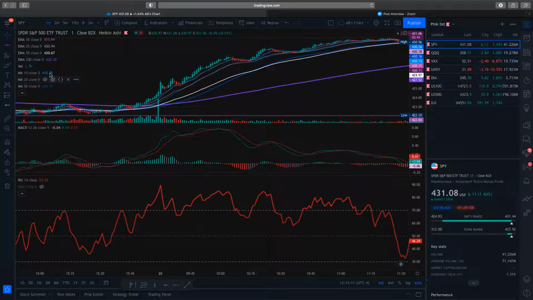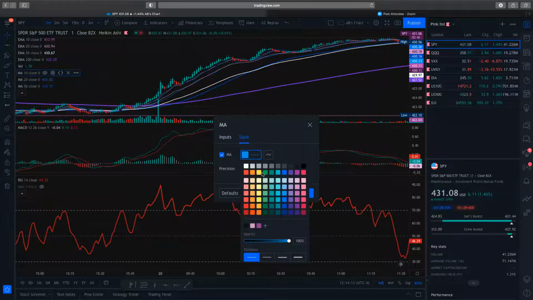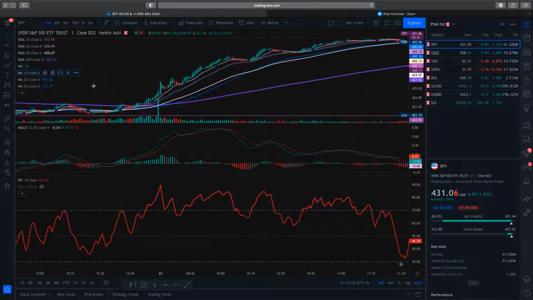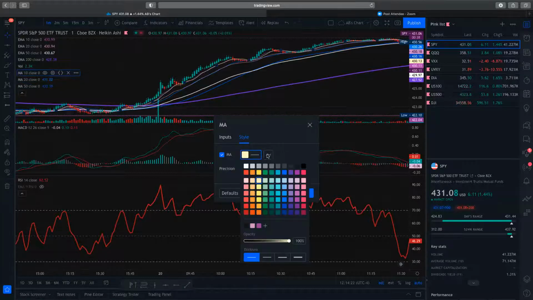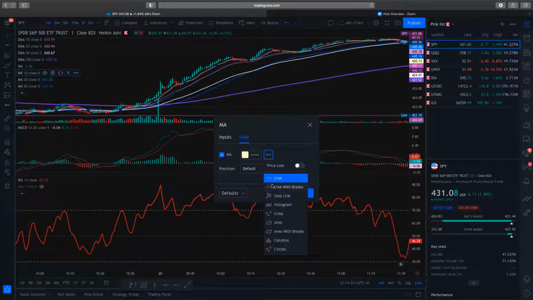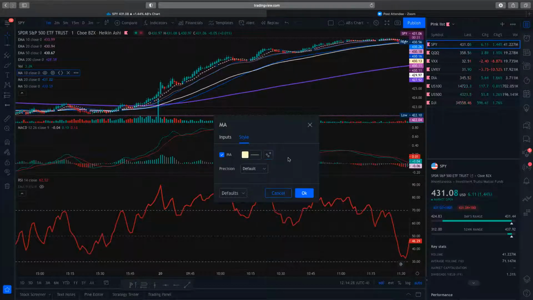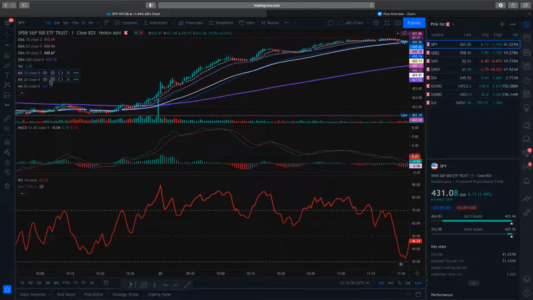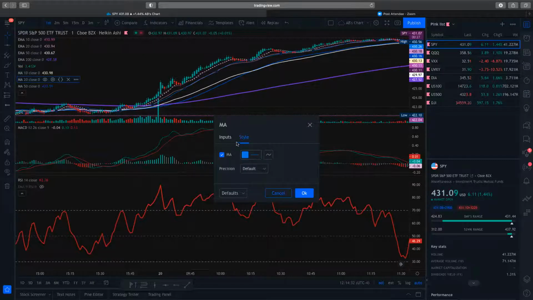Let me change these colors so you guys can differentiate them. Let's do yellows. I don't know what this is going to look like. Okay, that works. So the moving averages, the simples are going to be our dots.